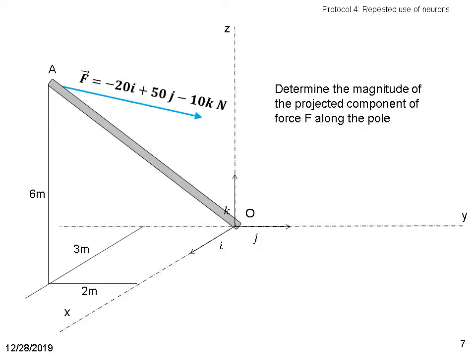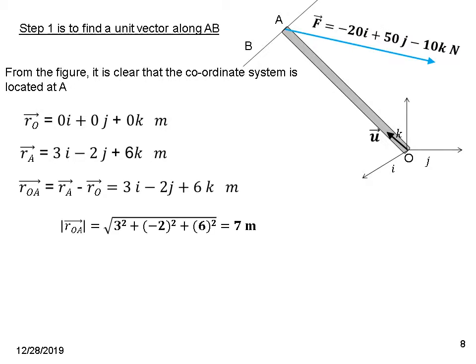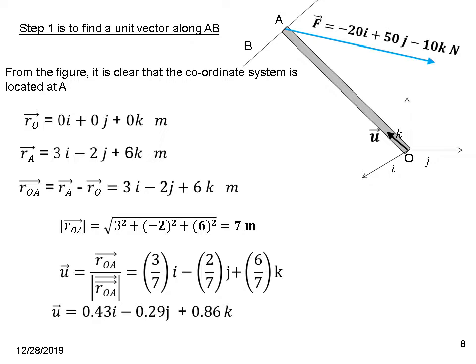Another example, force is applied at the point A of a pole as indicated. Find the magnitude of the projected component of this force along the pole. Since the positions of point A and O are given, we can find the unit vector along the direction OA using the method we discussed previously by finding position vectors RO, RA. We can find the displacement and the magnitude. From that, the vector divided by the magnitude gives you the unit vector.